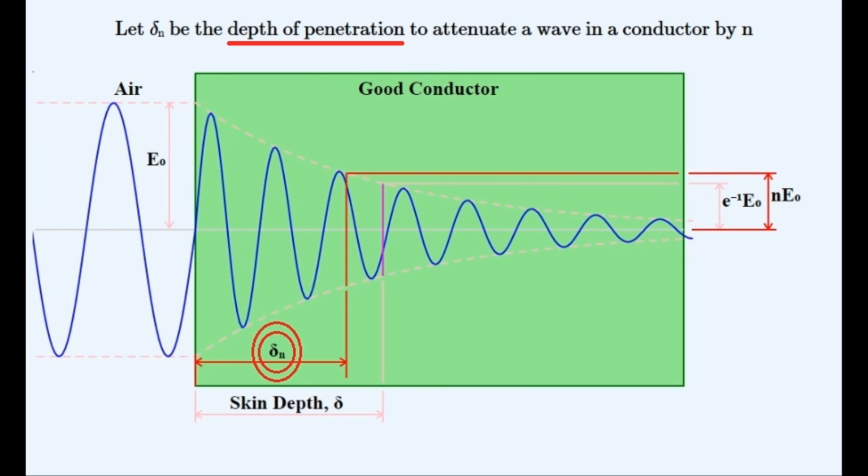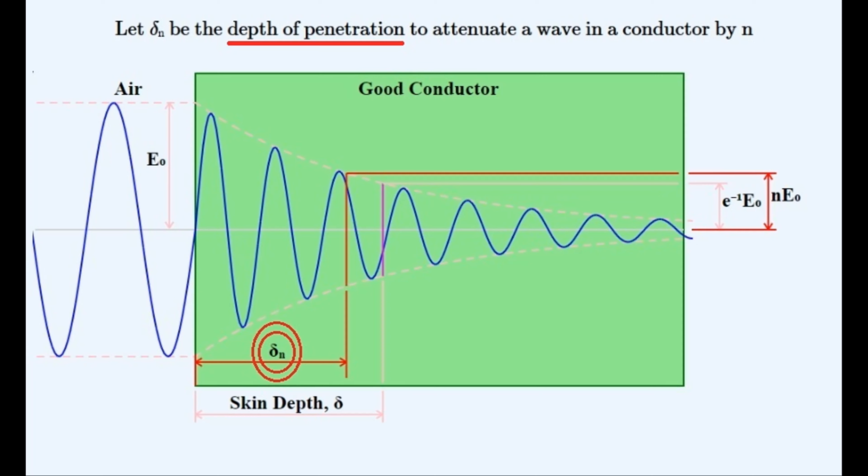And now to calculate the depth into a good conductor that an electromagnetic wave has to penetrate so as to be attenuated by an amount n, where n can be a half or a third or any number smaller than 1. Here in this picture you can see this penetration depth being denoted by delta subscript n.